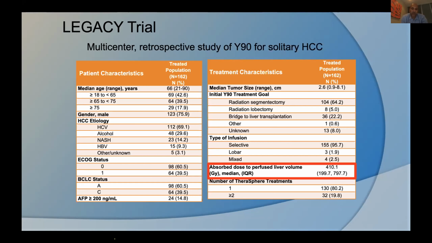the toxicities were extraordinarily low, and the absorbed dose to the perfused liver volume was in excess of 200. Now we're talking medians of 400 with an interquartile range of up to 800, right? So it's been done now in multiple centers. This is a nice study in that it shows collaborative data from 3 to 4 centers with relative similarity.